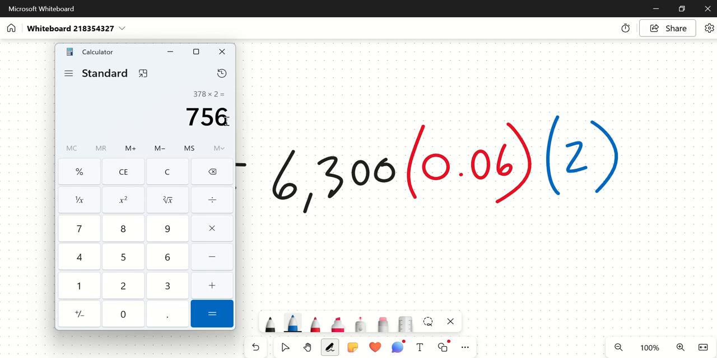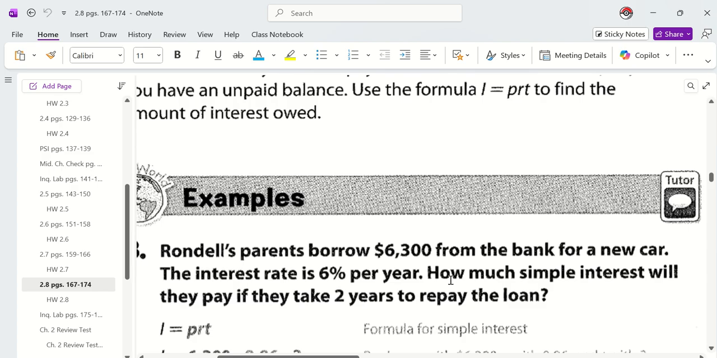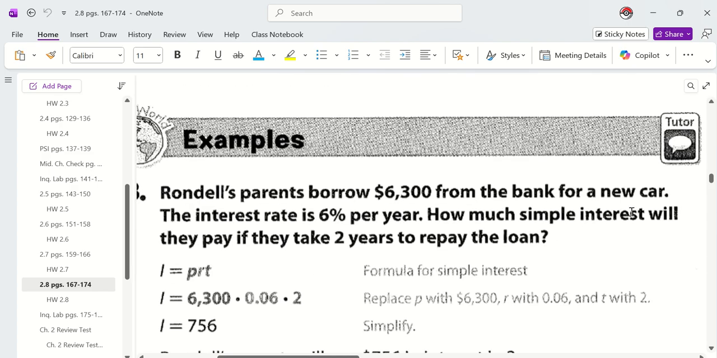Now, that's all the question asked, but if the question asks what is their total car payment, like what are they paying back, you're going to add the original amount that they borrowed to it. This is how much they would be paying total, because again, they have to pay back what they borrowed plus the interest. So if it asks what the total payment is, what they would totally pay at the end of it. In this case, this just asks how much is the interest. That's all we have to give them.